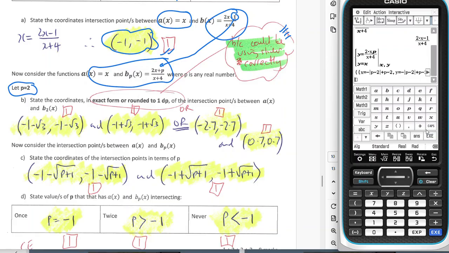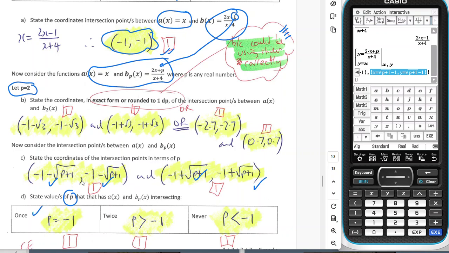then I end up with this particular answer, and of course I didn't put my little plus in between. So how about we try that again? It's going to be -1 minus the square root of p plus 1 and -1 minus the square root of p plus 1. And then the second is -1 plus the square root of p plus 1 and -1 plus the square root of p plus 1. And then of course state the value of p that has intersecting once.